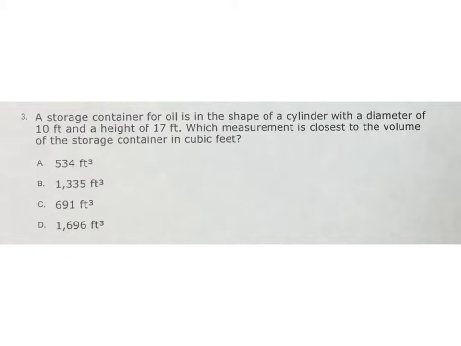Number 3. A storage container for oil is in the shape of a cylinder with a diameter of 10 feet and a height of 17 feet. Which measurement is closest to the volume of the storage container in cubic feet?